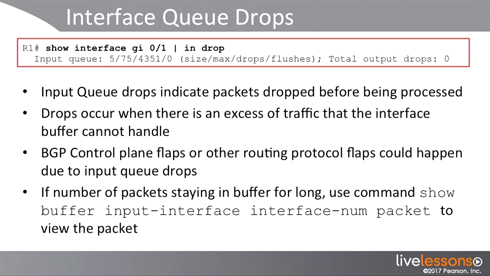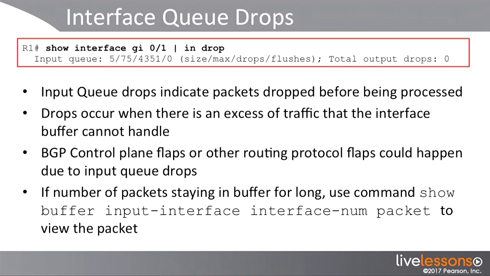Another important thing to look at is how many packets are there in the buffer and how long those packets are staying in the buffer. If you look at the output above, it says the input queue 5/75/4351/0. The input queue has 5 packets in the buffer. 75 is the maximum number of packets it can hold in the buffer. And 4351 is the number of input queue drops that happened.